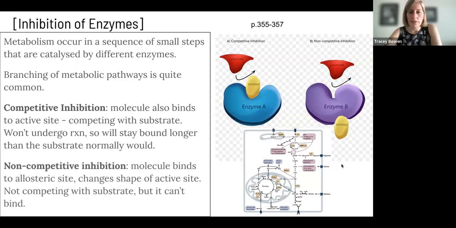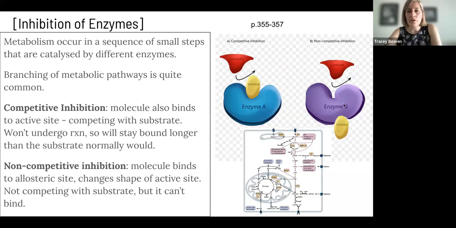In non-competitive inhibition, an inhibitor is going to bind onto a secondary site called the allosteric site, and it's going to change the shape of the active site. So it's going to prevent the substrate from getting in there. It's not competing with the substrate, but it's forcing the situation such that the substrate cannot bind.